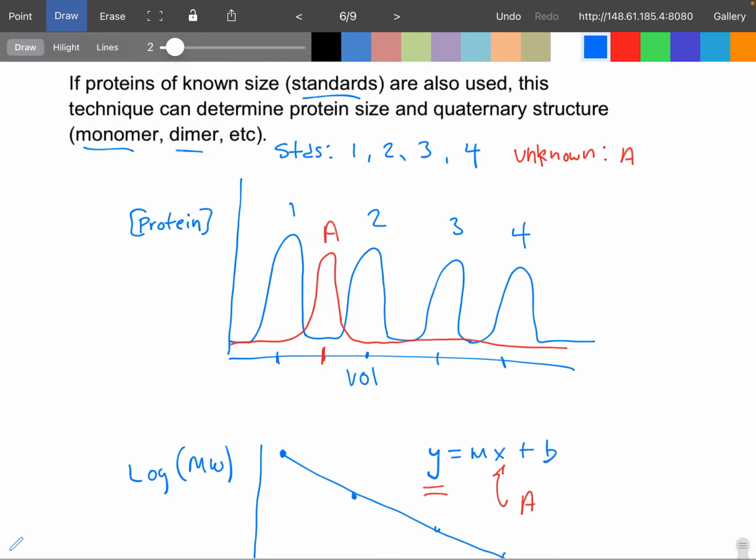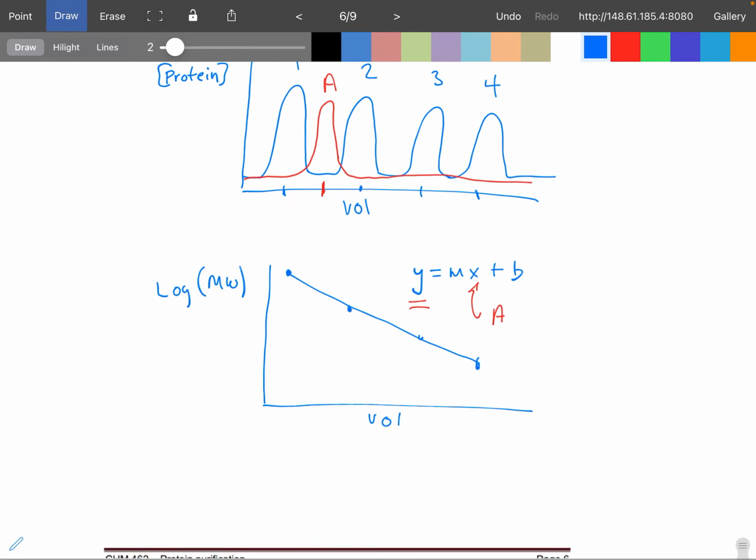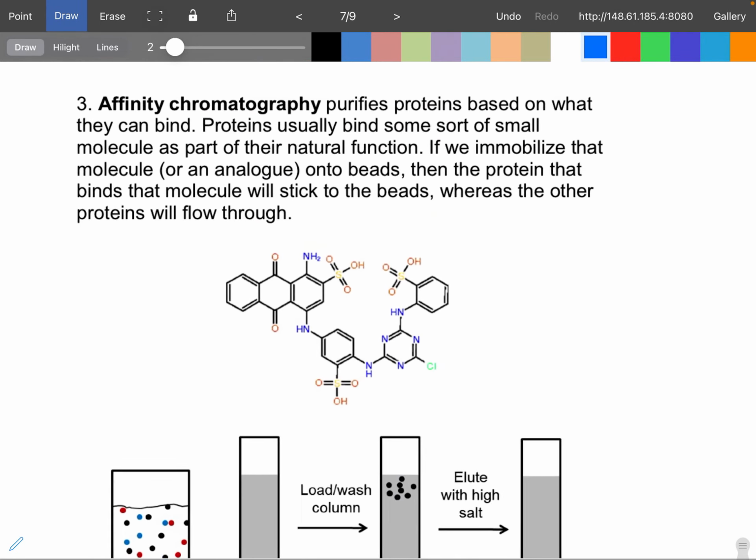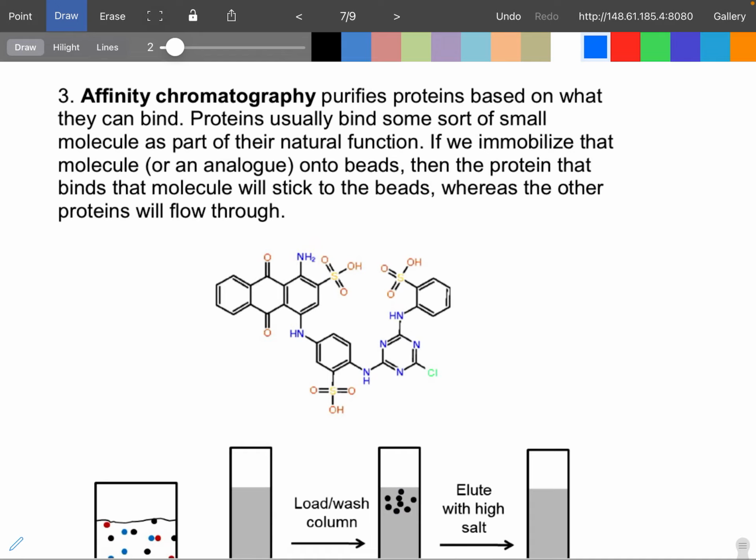Another technique is affinity chromatography, and this is exploiting the fact that proteins, especially enzymes, are going to bind something, some kind of small molecule that's part of its function. And if we immobilize that molecule or something like it to a bead, then the protein's going to bind that because it normally binds that, and a lot of other proteins won't. And this molecule here, for example, is a dye called Cibacron Blue. And this is a nucleotide mimic.